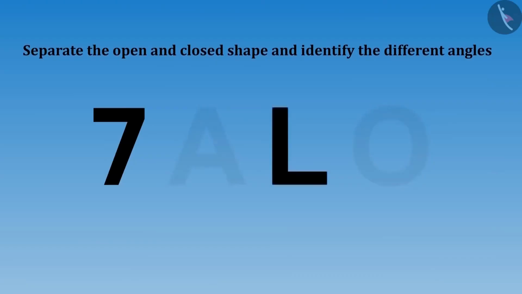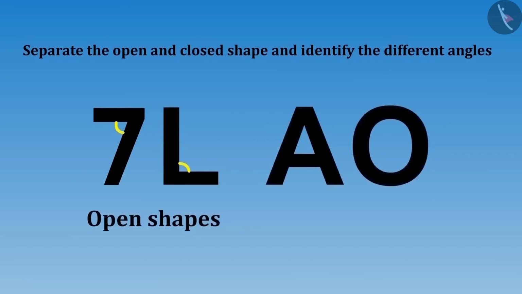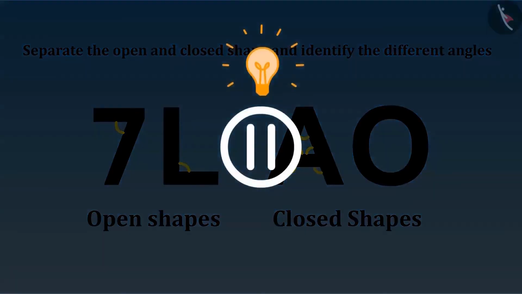Here number 7 and the letter L are open shapes. They have one angle in them. A and O are closed figures, but alphabet A has several angles in it. Is Riva's answer correct? If you want, you can pause the video here and think for a while.